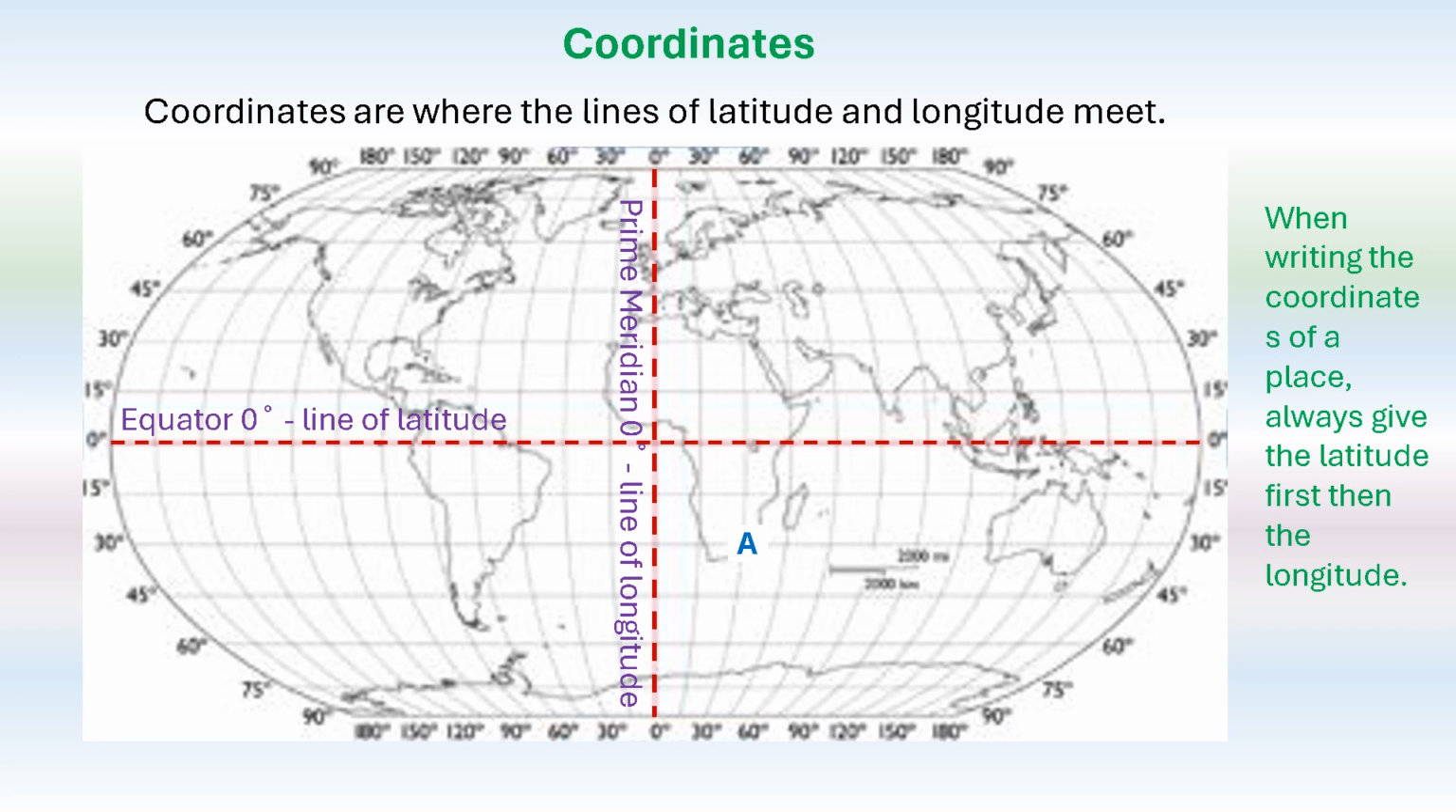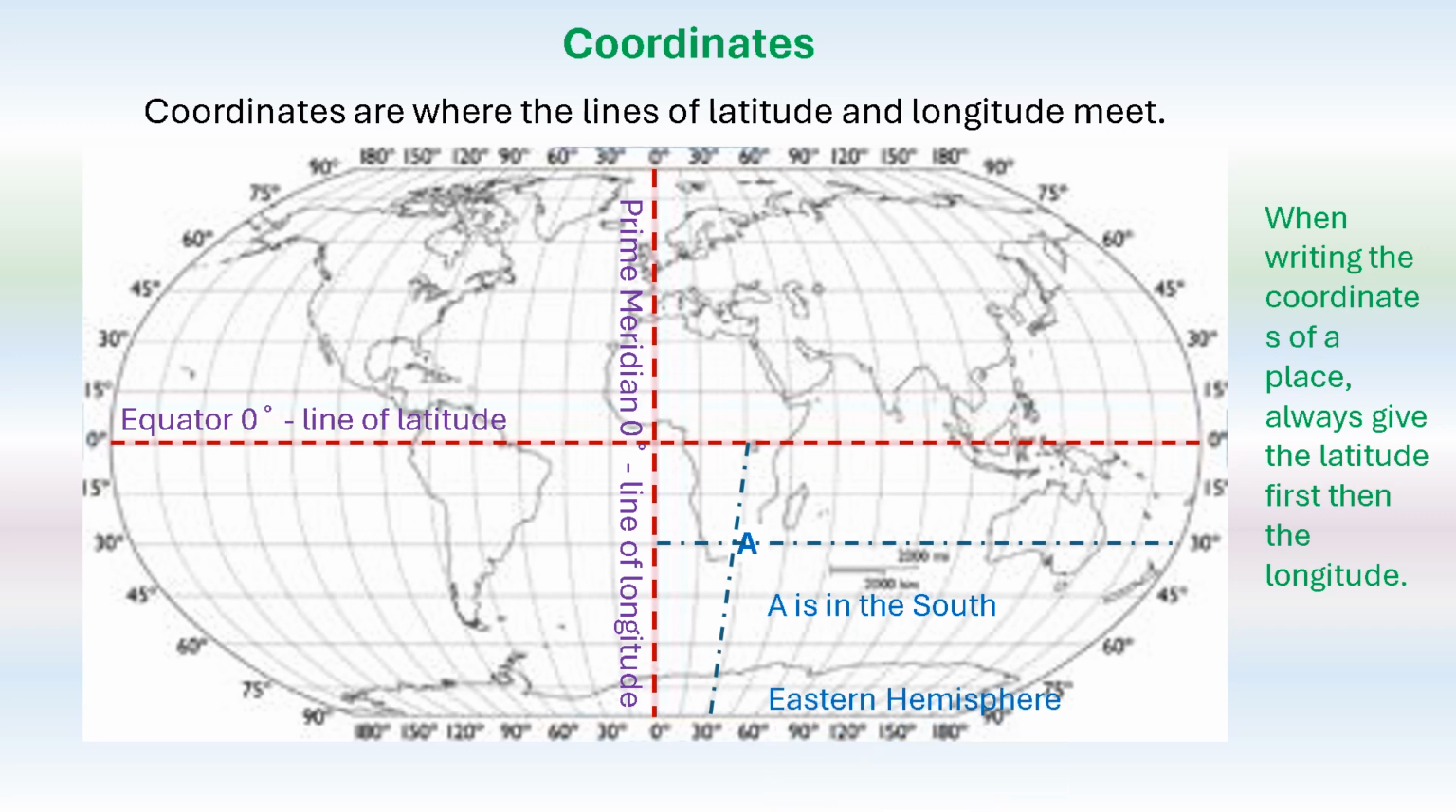So we look at the latitude of where A is situated, and we can see that on the right-hand side, it is 30 degrees south. Then we look at the line of longitude where A is situated, and it is 30 degrees east.